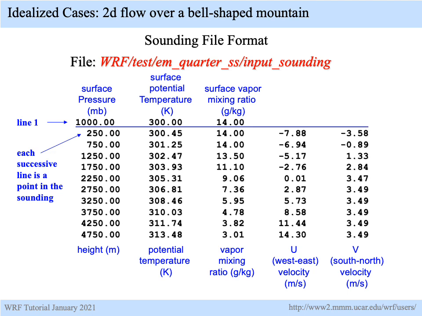Each subsequent line contains a value in the sounding, starting with the height in meters, then the potential temperature at that height, the vapor mixing ratio at that height, and the U and V, west-east, north-south velocities in meters per second. And then as you go down the file, you're looking at progressively higher heights.